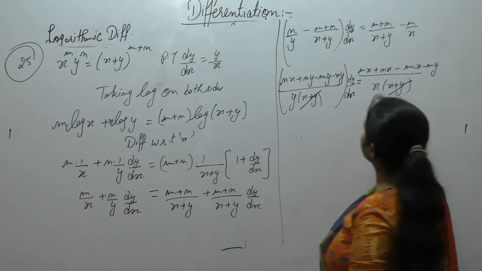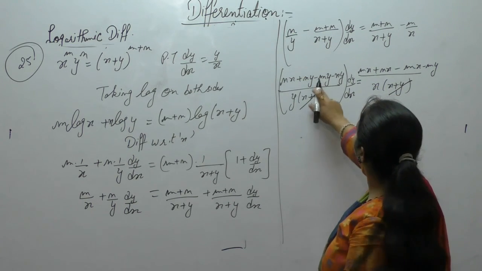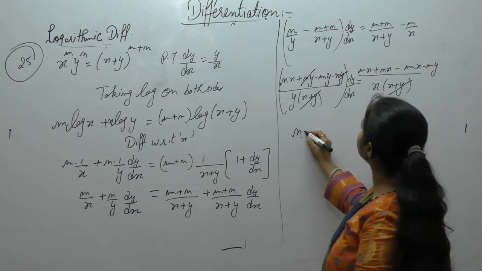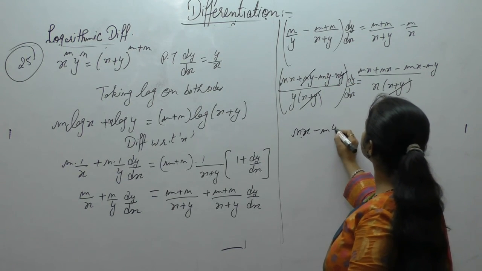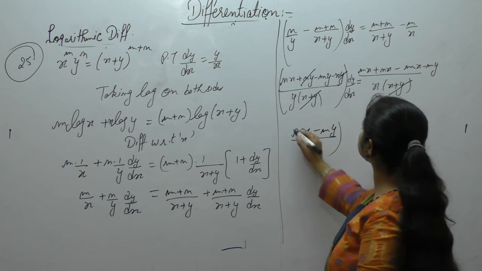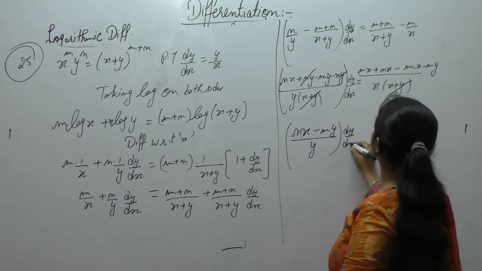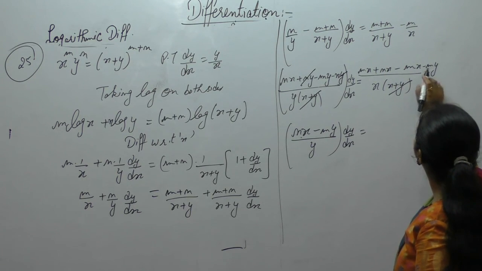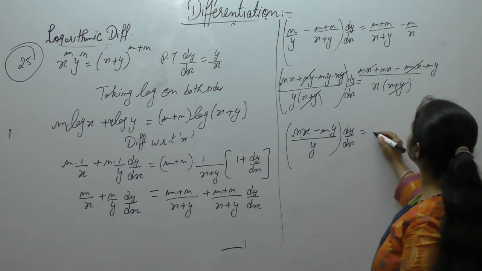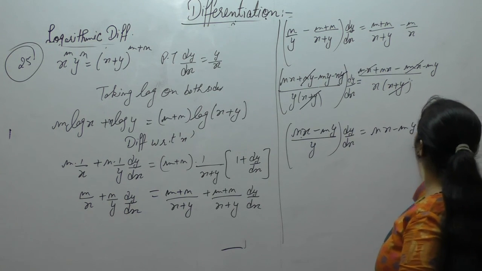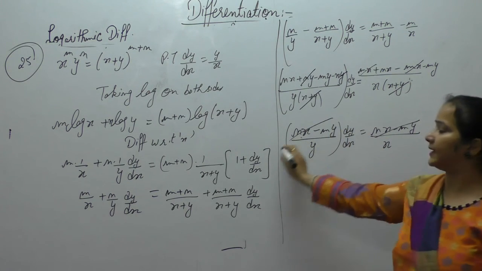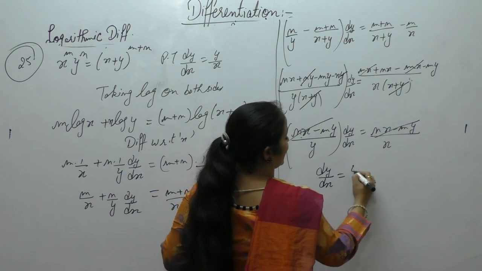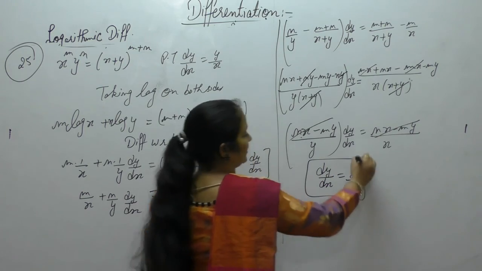x plus y will get cancelled, and from here ny will get cancelled, we get nx minus my upon y dy by dx. From here mx will get cancelled, nx minus my upon x. This term will get cancelled from both sides. So we get dy upon dx as y upon x.